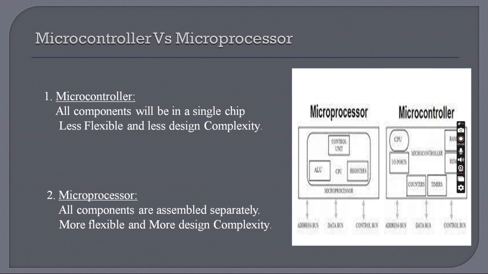Microcontroller versus microprocessor. In a microcontroller, all components are in a single chip. It is less flexible and its design complexity is less compared to the microprocessor. In a microprocessor, all components are assembled separately. It is more flexible and the design complexity is more. On the right side, we can see a picture of a microprocessor and a microcontroller. In the microprocessor, there is a control unit, an arithmetic logic unit, CPU, and some registers. This is more flexible and the design complexity is more because every component is a separate unit. Next, the microcontroller. All components can be seen in a single chip: the CPU, the input-output ports, counters, timers, RAM, and ROM. Therefore, it is less flexible, but the complexity of the design is less.